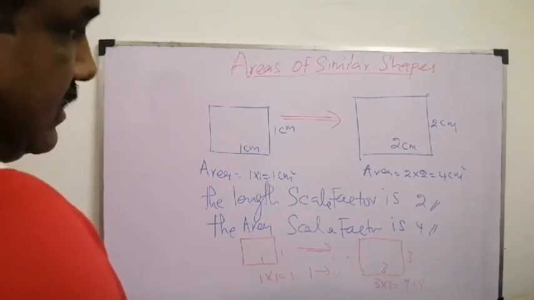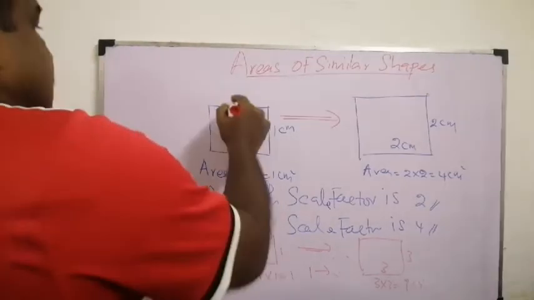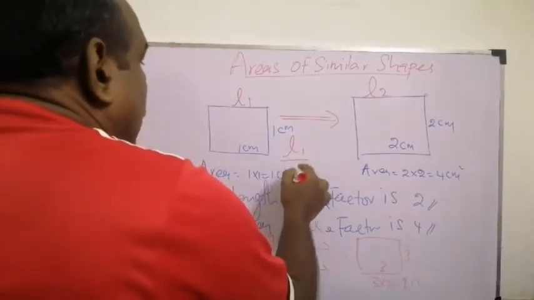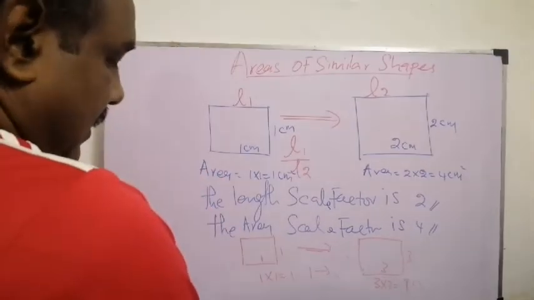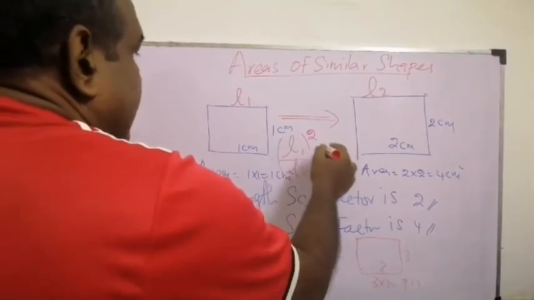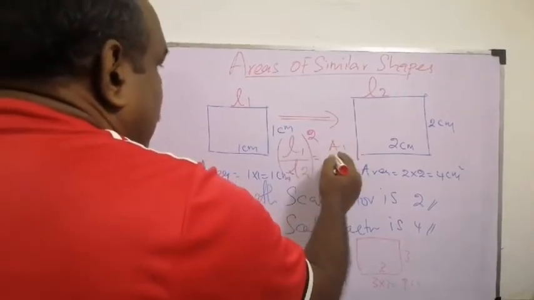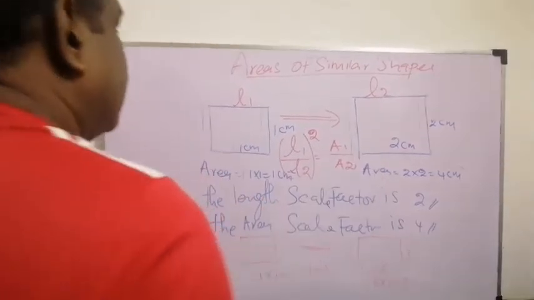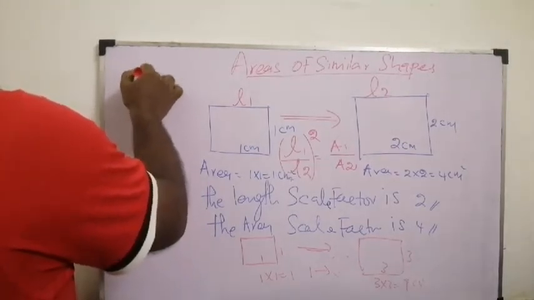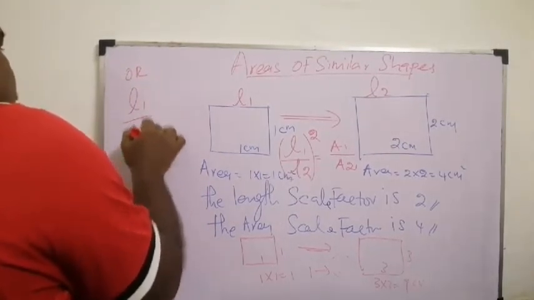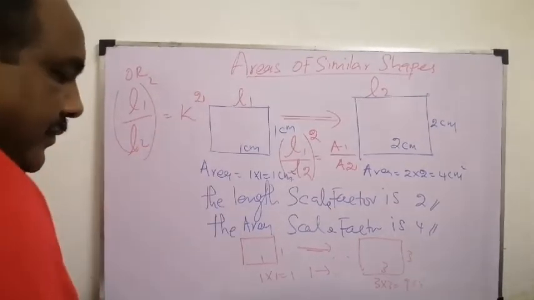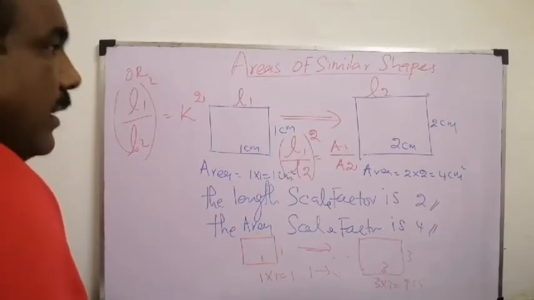The proportion of their lengths, right? Now we say this is L1, this is L2. The proportion L1 over L2 squared is equal to area 1 proportion over area 2 proportion. Or another way you can say, L1 over L2 squared is equal to K squared.